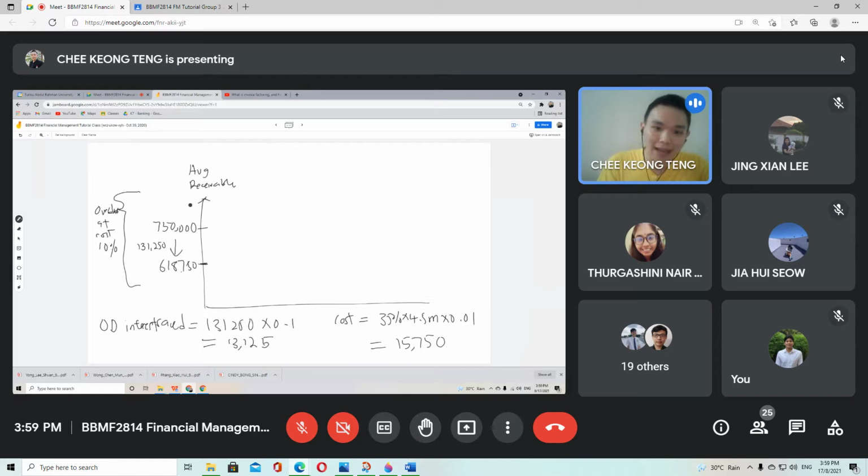Or you can think another way. If you don't understand this way, you also can think like that. When your average receivable drops, what does that mean? When your average receivable drops to 618750, a drop of 131250, what does that mean? Average receivable drops. It means that you receive cash. You also can think like that, correct? Just like when your inventory level drops, it means what? It means you sell the inventory and you get back the cash. Same applies here. When your average receivable drops, it means that your customer pays you back the money, you get back the cash. So you can use the cash to save the overdraft interest. You can save back this much.